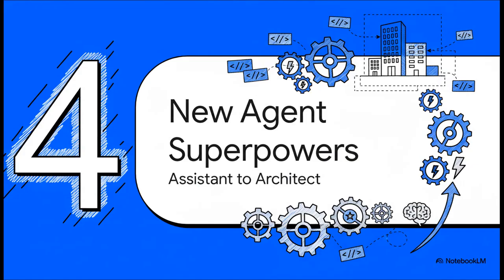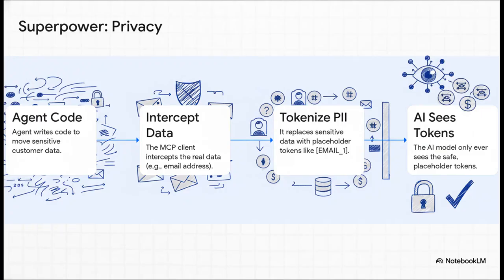So these efficiencies don't just make the agent faster, they actually unlock brand new abilities. It's like the agent gets a promotion, going from a simple assistant to a true architect that can design complex workflows. First up, a huge one: security. With code execution, we can build a really powerful privacy shield.